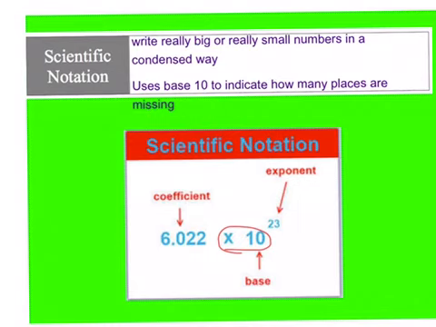The other thing we really want to look at is our coefficient. This needs to be a number between 1 and 10. So we need to make sure that we are moving our decimal point so that it creates a number between 1 and 10. Our exponent then tells us how many times we move the decimal and which direction.